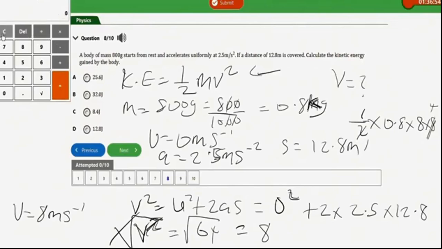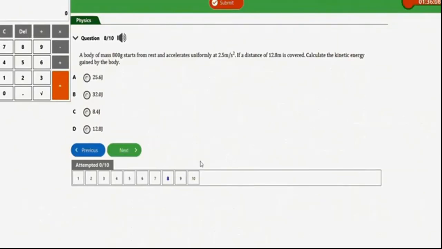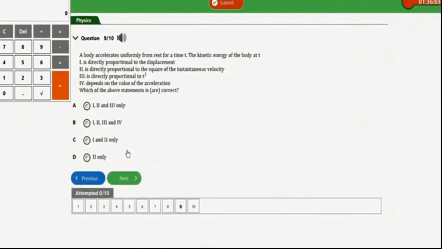Alright, so that's it for this particular question. Let's wipe this now and solve the next repeated question. It says a body accelerates uniformly from rest for a time t. The kinetic energy of the body at t is... I think we have answered this question before. The correct option will be option B. So all the above statements are correct. So here it will be option B, I and IV.